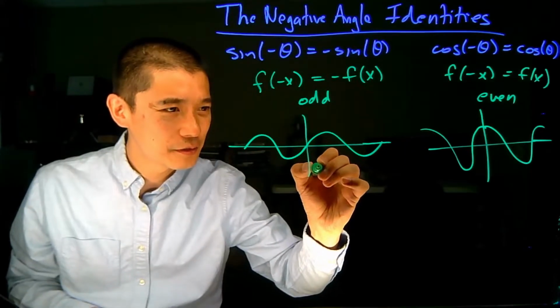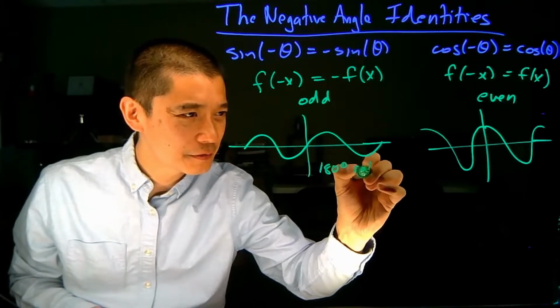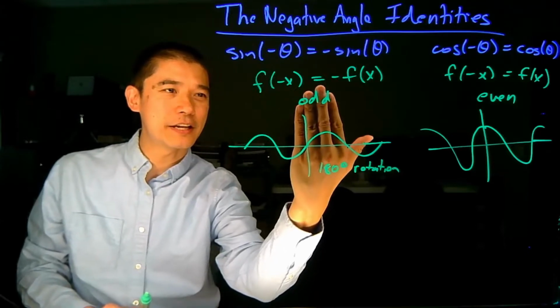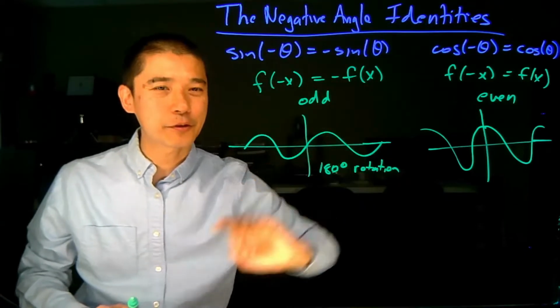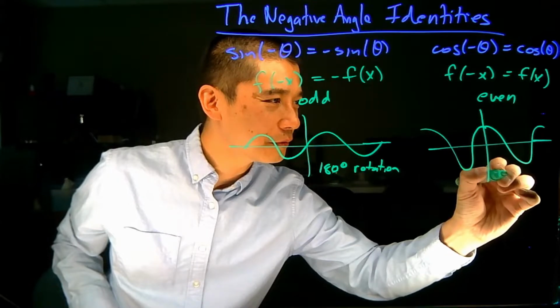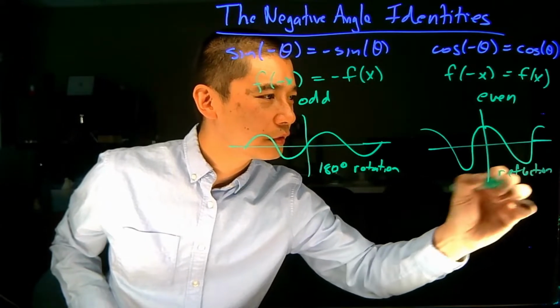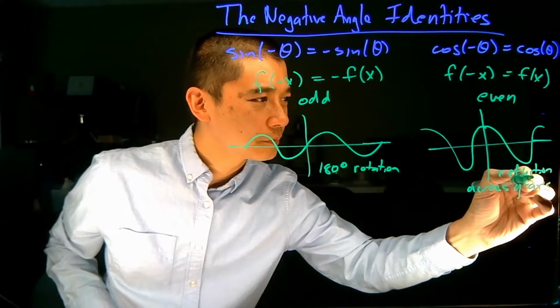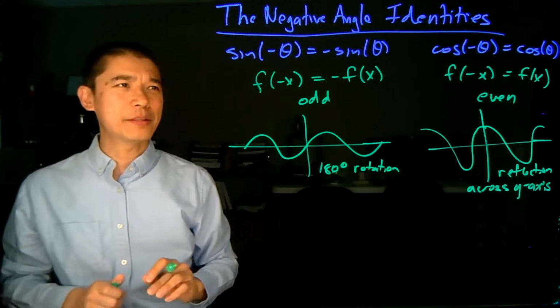So this is a 180 degree rotation. By the way, this 180 degree rotation can also be seen as a horizontal followed by a vertical reflection. And this is reflection across the y-axis. And so this is one way to think about these properties.